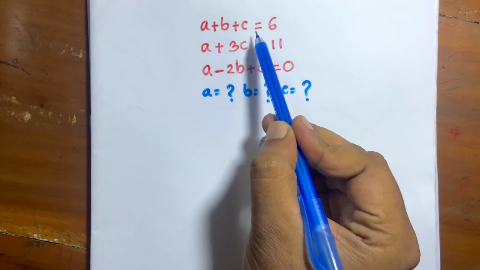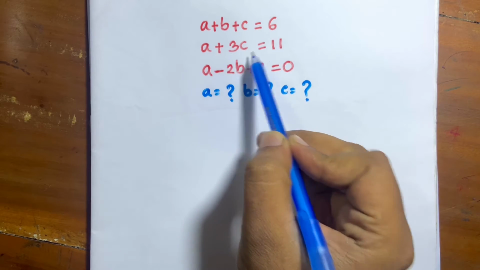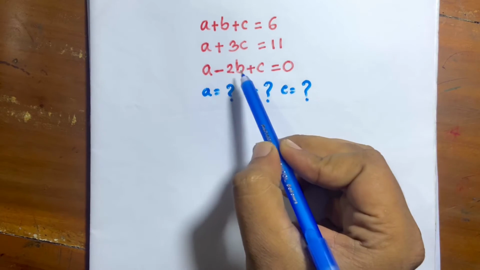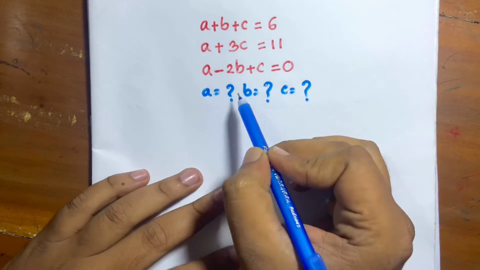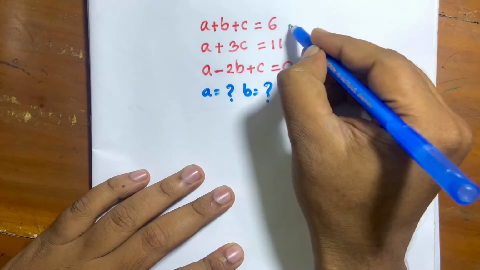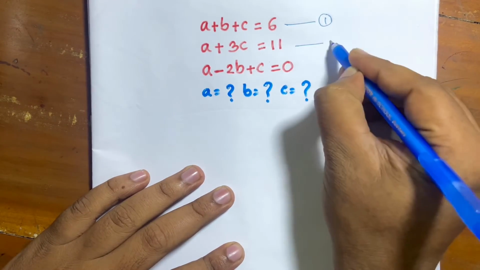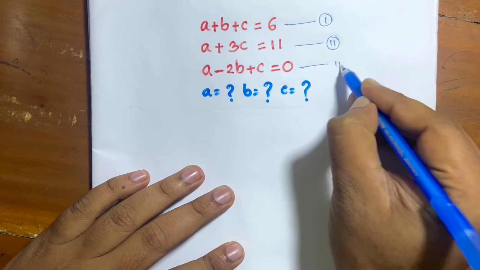A plus b plus c is equal to 6, a plus 3c is equal to 11, a minus 2b plus c is equal to 0. What is the value of a, b, c? So it is first equation, it is second equation, and it is third equation.